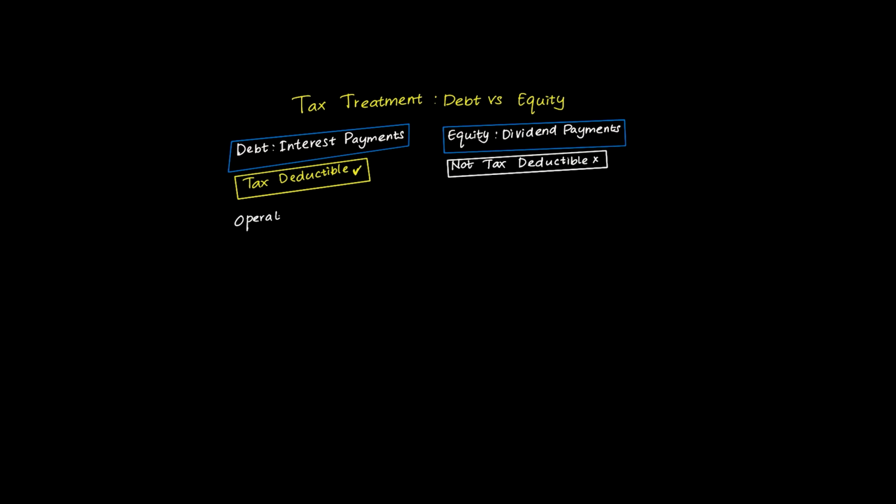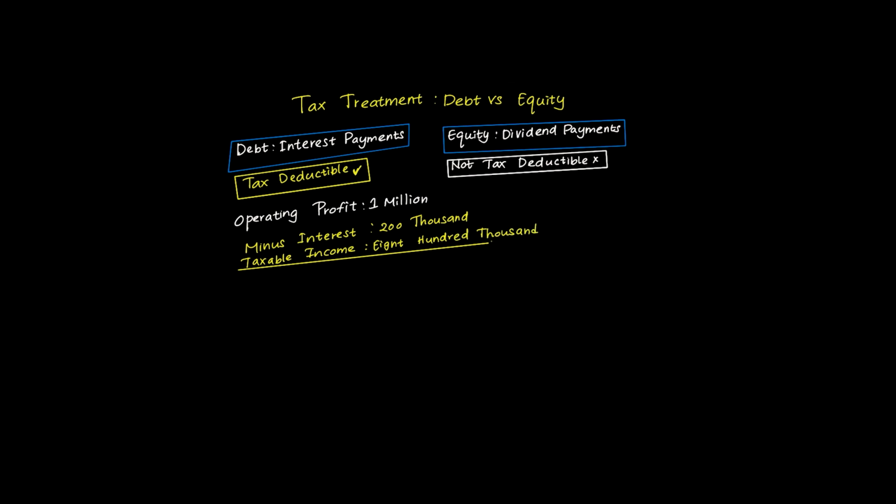Here's how it works. Interest on debt is considered a business expense, just like paying rent or salaries. Because it's an expense, it reduces taxable income. If a company has 1 million in operating profit and pays 200,000 in interest, they only pay taxes on 800,000. The interest is deducted before calculating taxes.